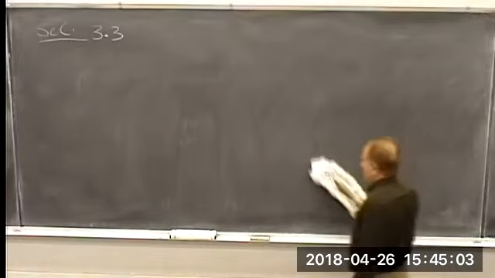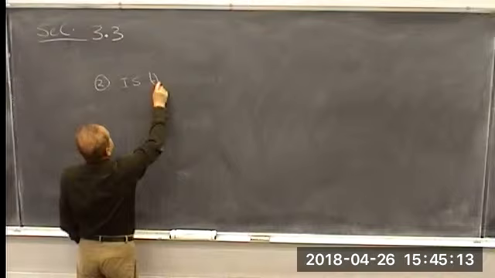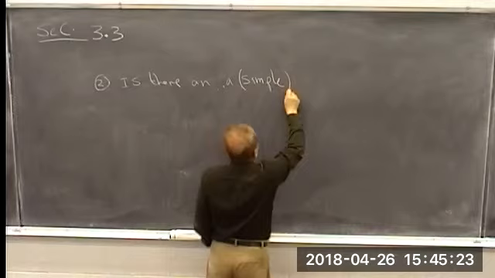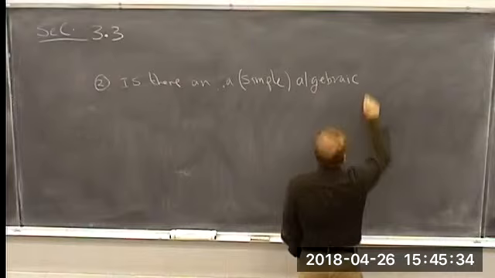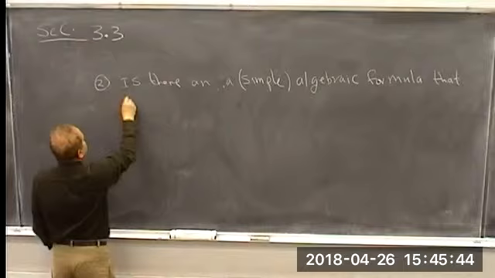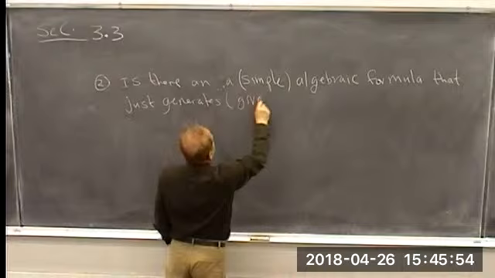So if I cannot get all the primes, let's see if I can have a formula that gives me just primes, okay? Question number two: is there an algebraic, or a simple, remember this is between parentheses, a simple algebraic formula that just yields, or just generates, or gives prime numbers?